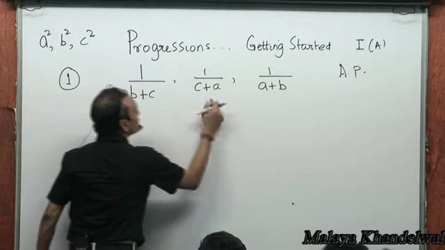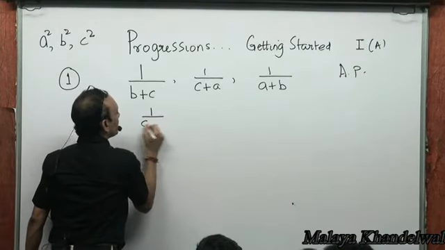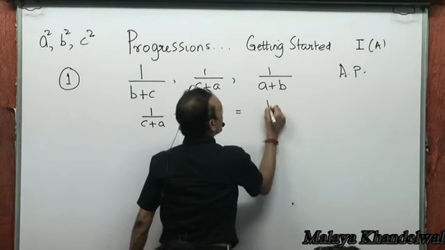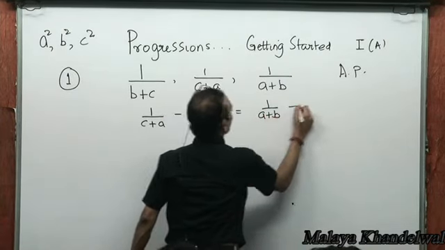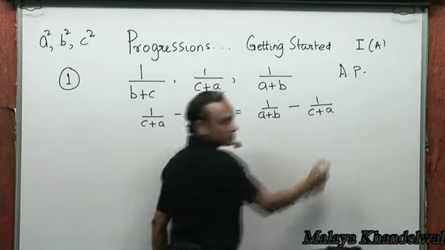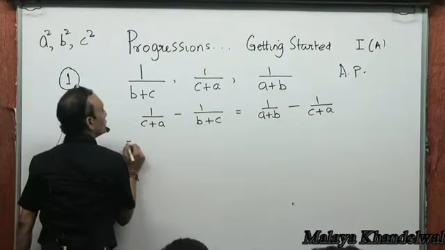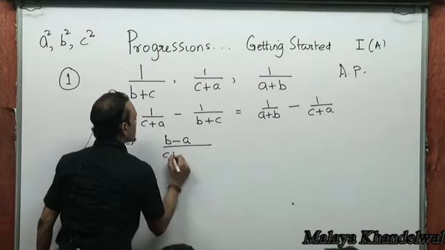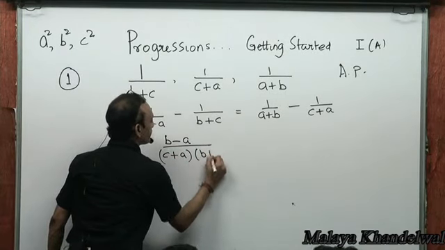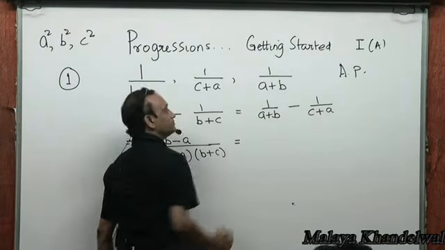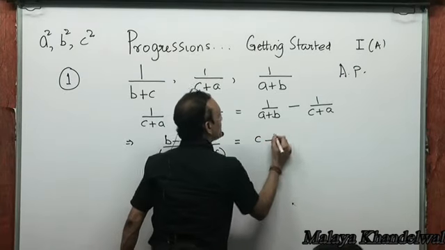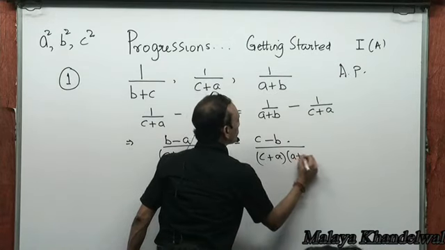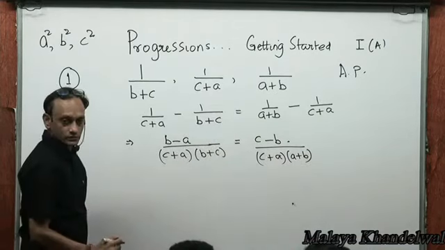Fairly simple. If these are an AP, it clearly means 1 by c plus a minus 1 by b plus c is 1 by a plus b minus 1 by c plus a. This is what it means, right? Which means b minus a divided by c plus a into b plus c equals c minus b divided by c plus a into a plus b. This is what it stands for, right?